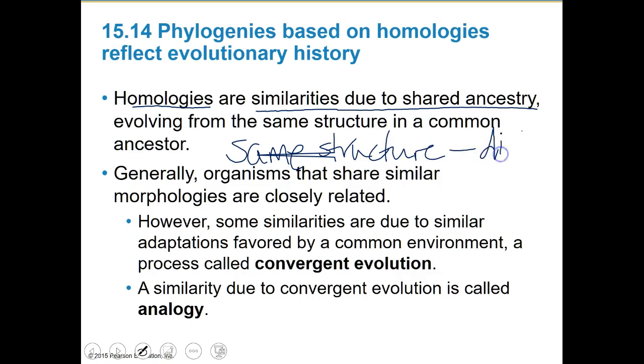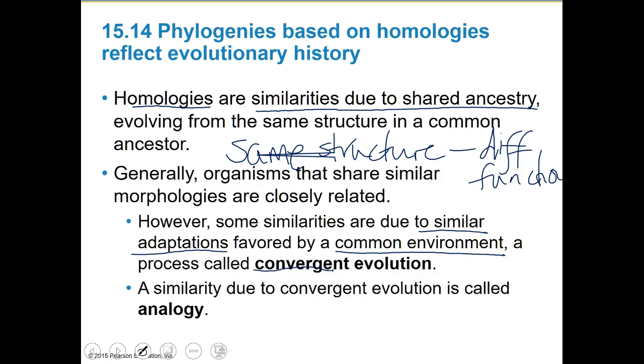Different function. Okay, and so when you know they're the same structure, you know they come from the same ancestry. This is going to be important. So generally, organisms that share similar morphologies are more closely related. However, some similarities are due to similar adaptations in a common environment. We call that convergent evolution because it kind of converges or comes together.